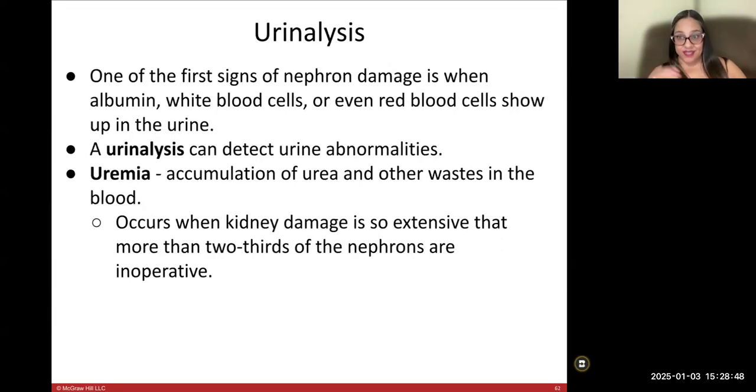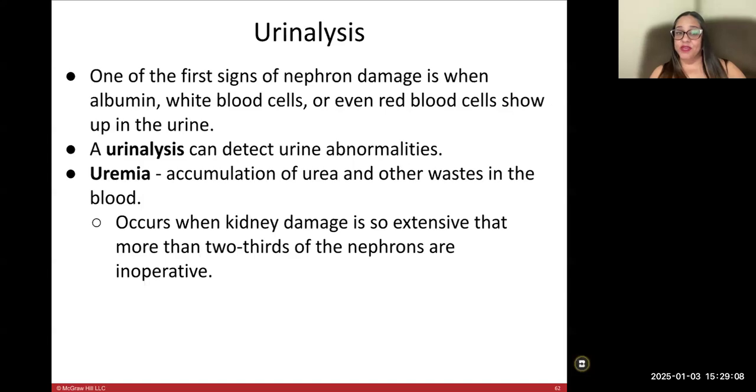Urinalysis is the analysis of urine. One of the first signs of nephron damage is when albumin, white blood cells, or even red blood cells show up in the urine. A urinalysis can detect urine abnormalities. A medical professional can actually tell a lot from your urine.